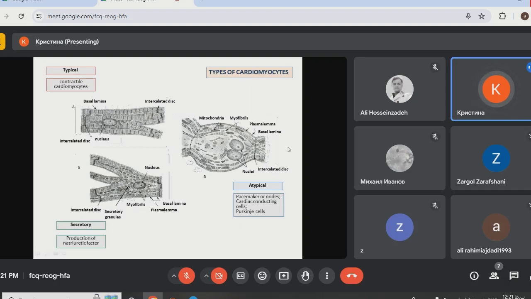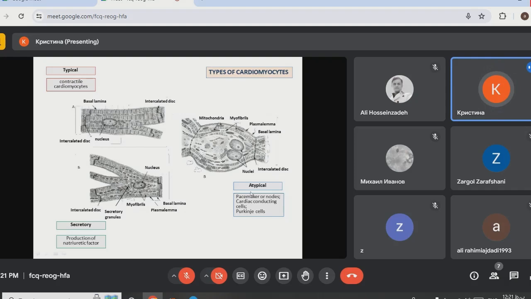And we have the third type of cardiomyocyte, which is called atypical or non-typical, and we have a subdivision of these atypical cardiomyocytes into the pacemaker cells or node cells. Their function is to produce the electrical impulse, which is needed for the heart to contract. The second type of cells are cardiac conducting cells, and the third type, the Purkinje cells, the cells of the so-called Purkinje fibers.